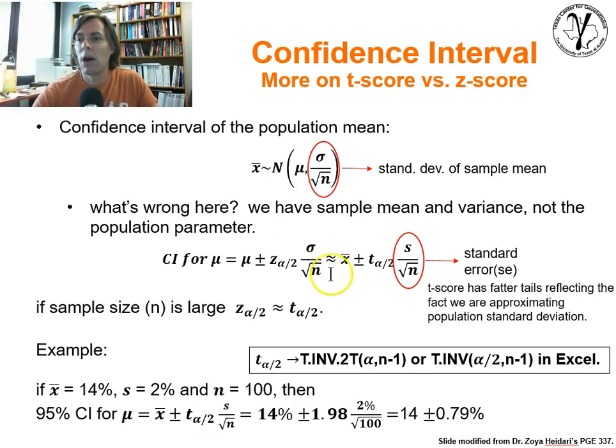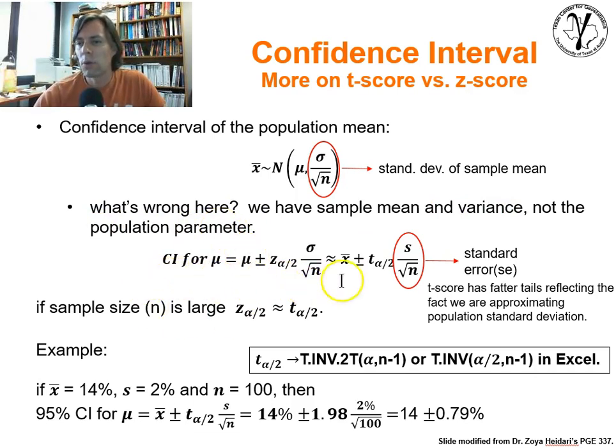Confidence interval of a population mean. The sample mean should be distributed, if we have enough samples, as Gaussian, distributed around the population mean. And the standard deviation of the sample mean is equal to the standard error, which is the standard deviation of the population divided by the square root of the number of samples. We only have the sample mean and variance to work with, or the sample standard deviation. We don't have the population parameters.